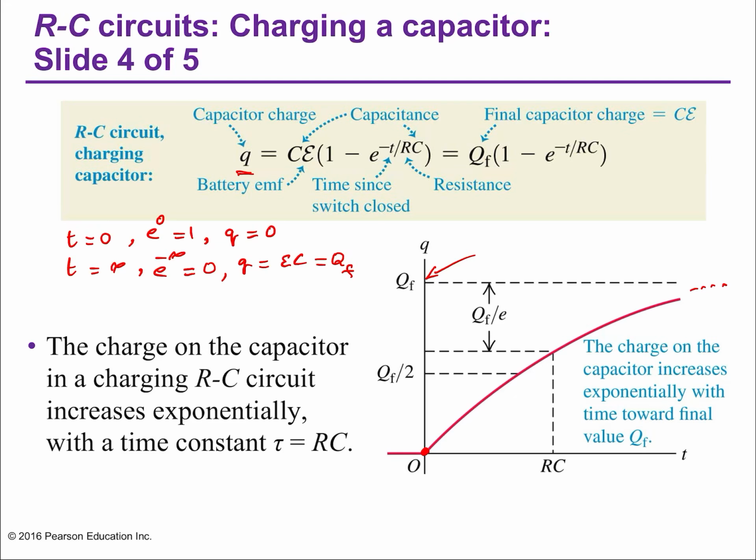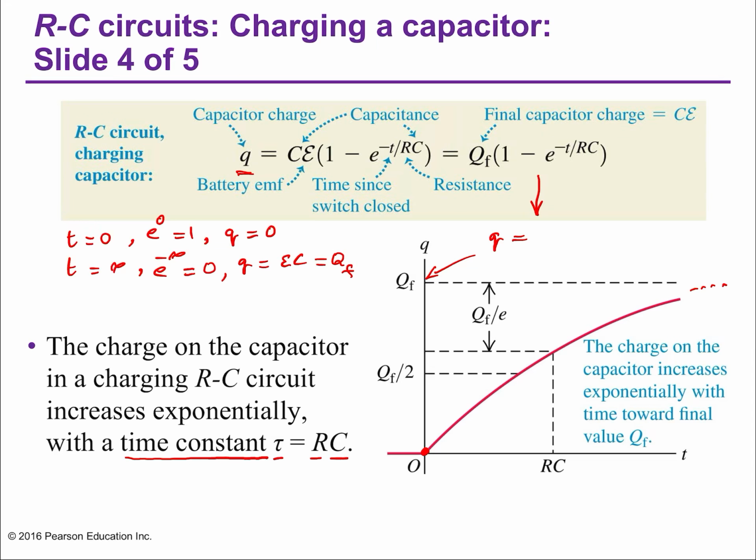There's a quantity of interest here that we call the time constant of the circuit, denoted by the Greek letter tau, and that is defined as the product of the resistance multiplied by the capacitance. So we can elaborate on that time constant a little bit more if we consider the equation and just consider setting t equal to the time constant.